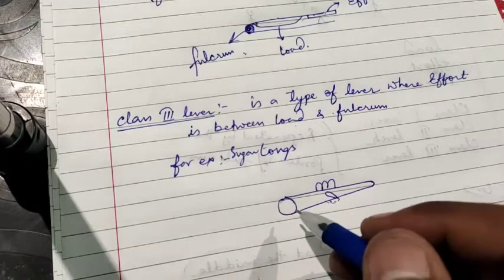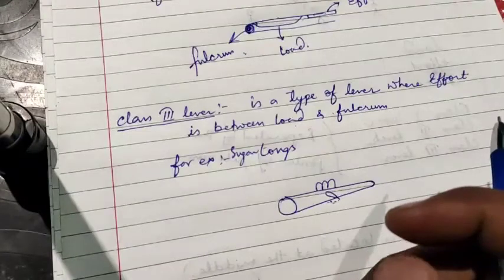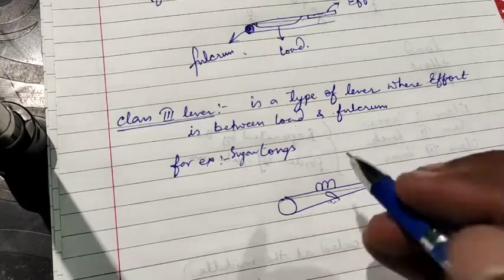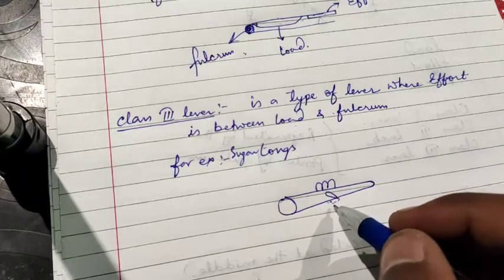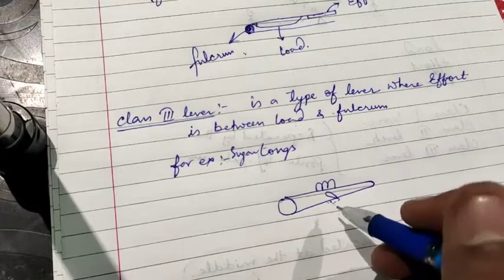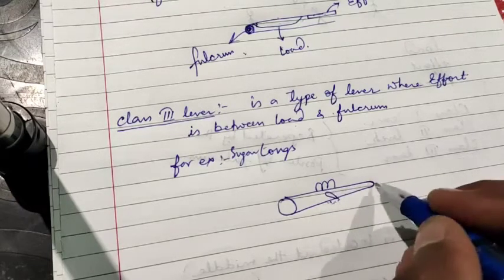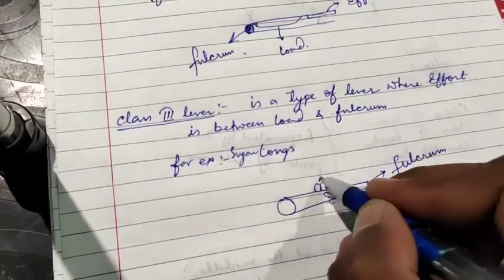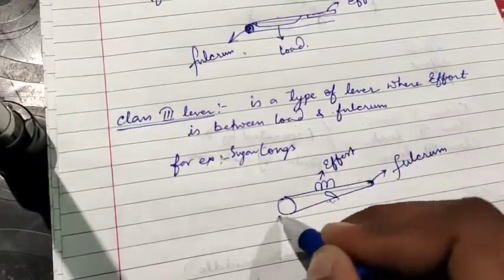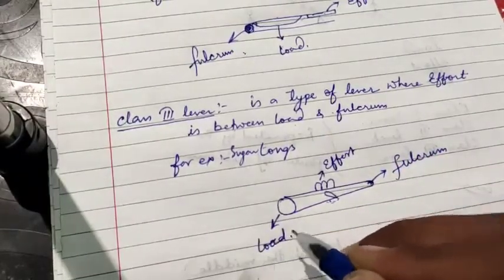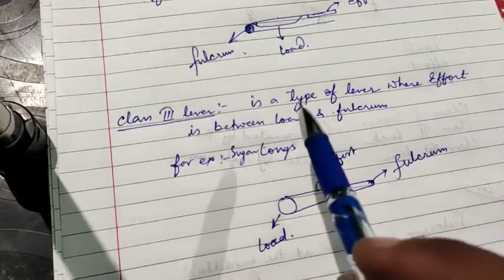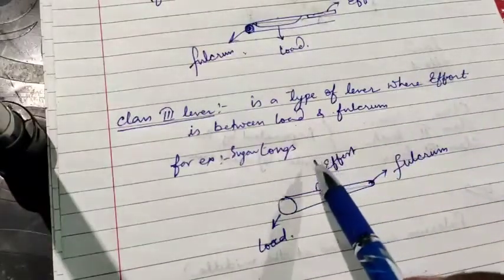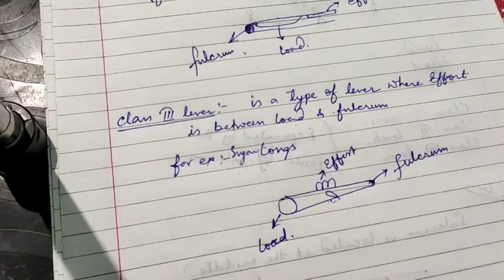Have you ever seen at a marriage or any party, the people who are serving sweets pick up the sweet with tongs, where the person giving the sweet holds the tong in the middle. Here this is the pivoted point, the fulcrum, this is the effort, and here is the load. That's why we can say that a class 3 lever is a type of lever where the effort is between the load and the fulcrum. There are more examples.